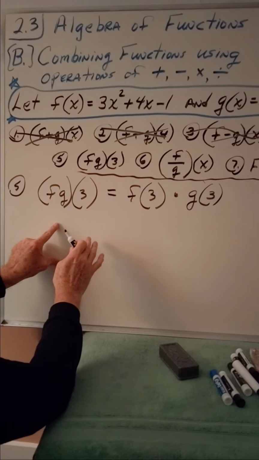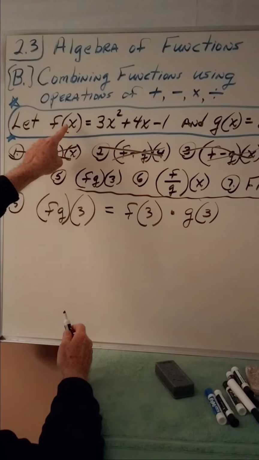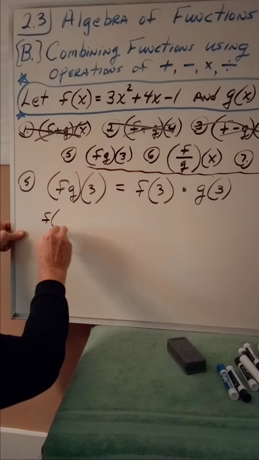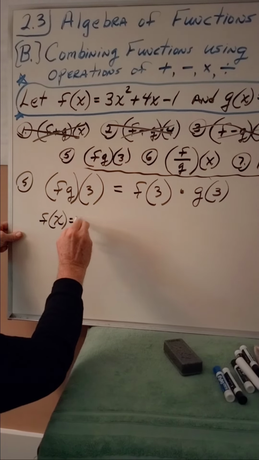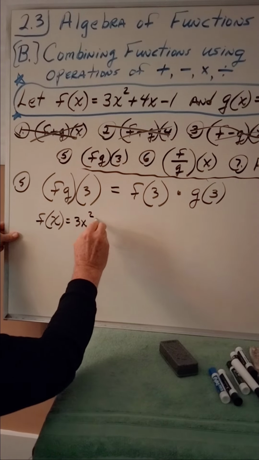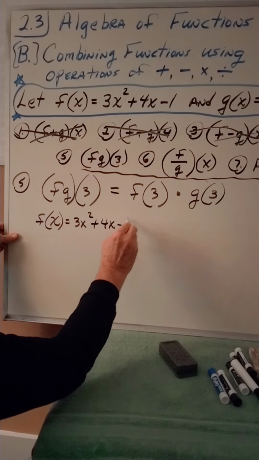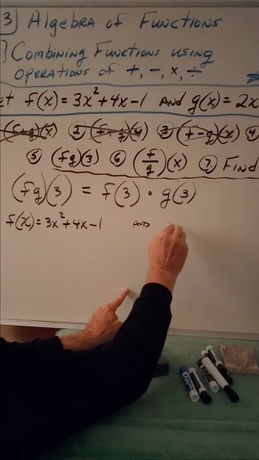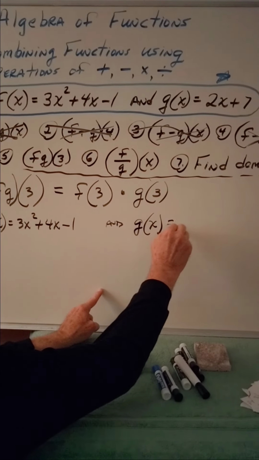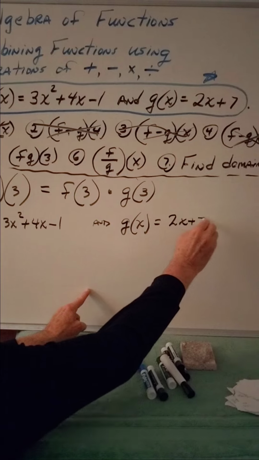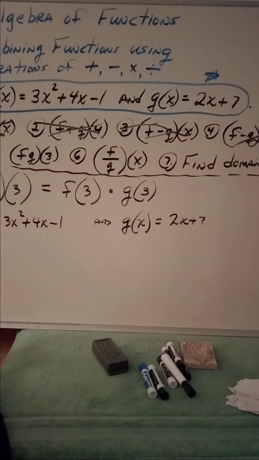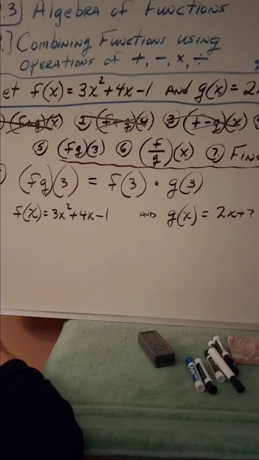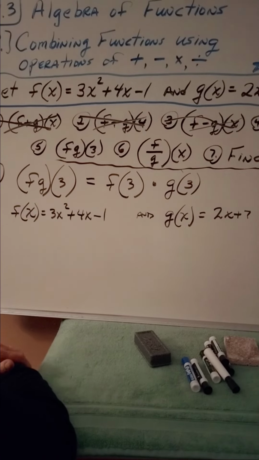So, come down over here on this left-hand side, and I'm going to copy down function f. f of x is equal to 3x squared plus 4x minus 1. And I'm going to get the other one ready as well. g of x is equal to 2x plus 7. Now, going this way is the way that I'm going to do it. You could do this if you wanted to. I'm going to mention it. I'm not going to, but you could.